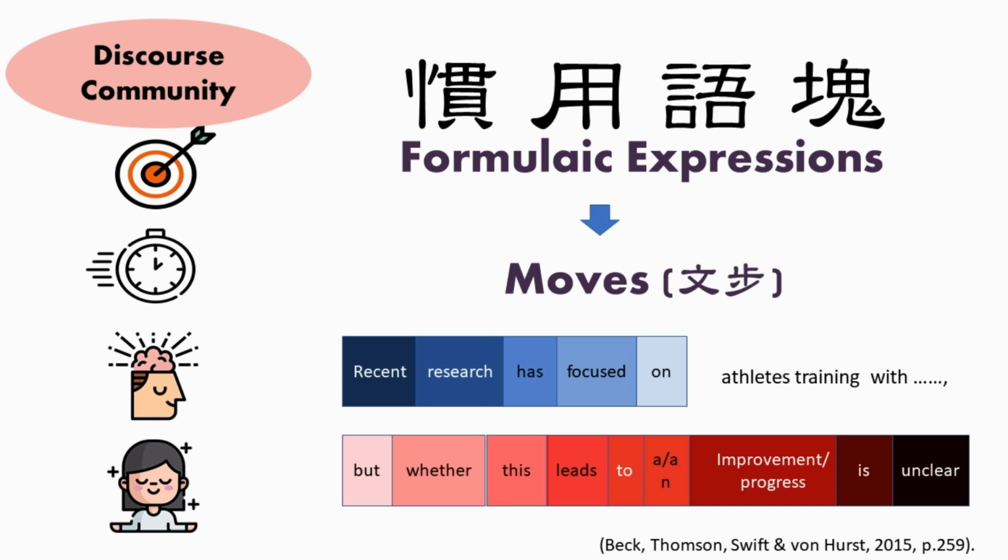What do we mean by the norm? That would be the well-established structure or logic within the discourse community or discipline. How so? For example, here on this slide, we can see a very long sentence. Recent research has focused on athletes training with something, but whether this leads to an important progress or improvement is unclear. With this very long sentence, one can reduce the risk of bad word choice or grammar and make an argument which is highly comprehensible and acceptable between the readers and the writer in their discipline.